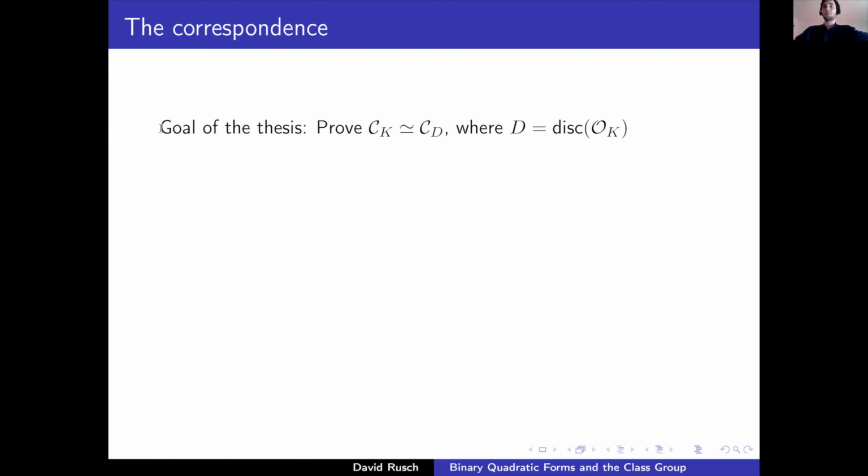Okay, so how do we do this? The basic observation that leads to this isomorphism in the end is that if we have an ideal that is generated by alpha and beta, then we can parameterize every element of this ideal by x alpha plus y beta for some integers x and y. And if we take the norm of this fractional ideal, then the expression we get is actually almost a binary quadratic form in the variables x and y.